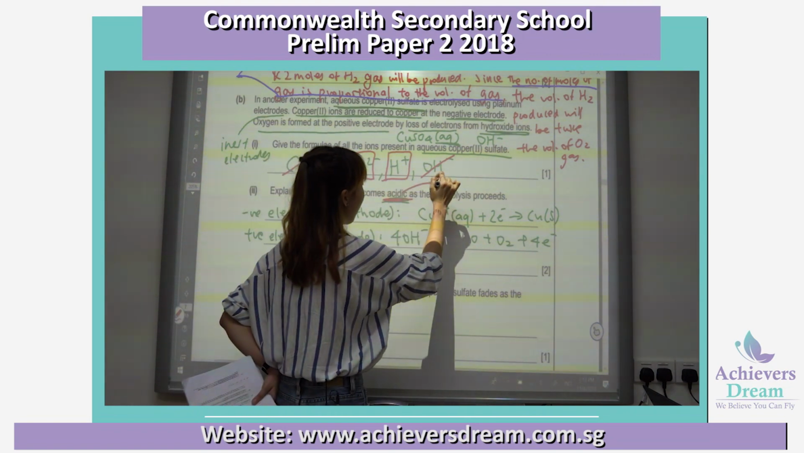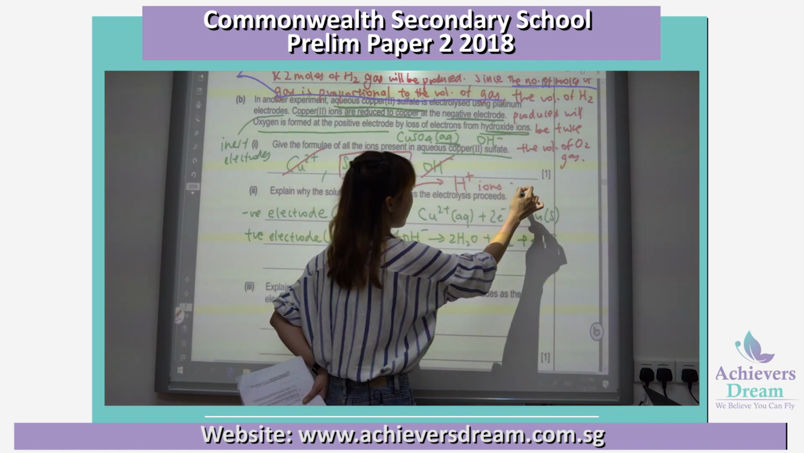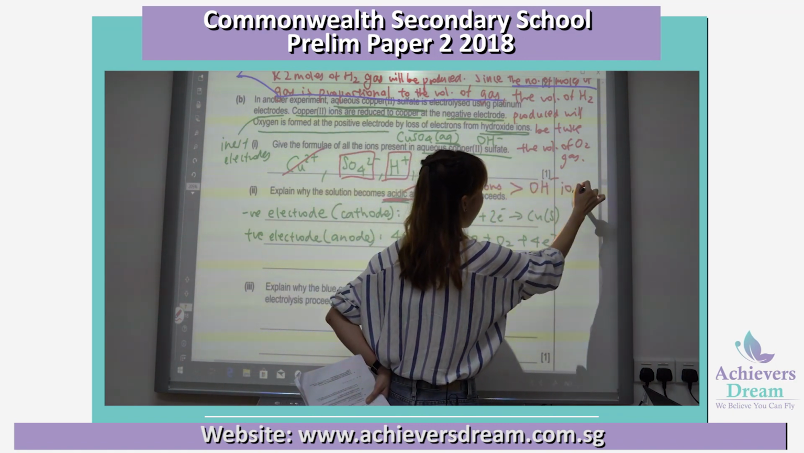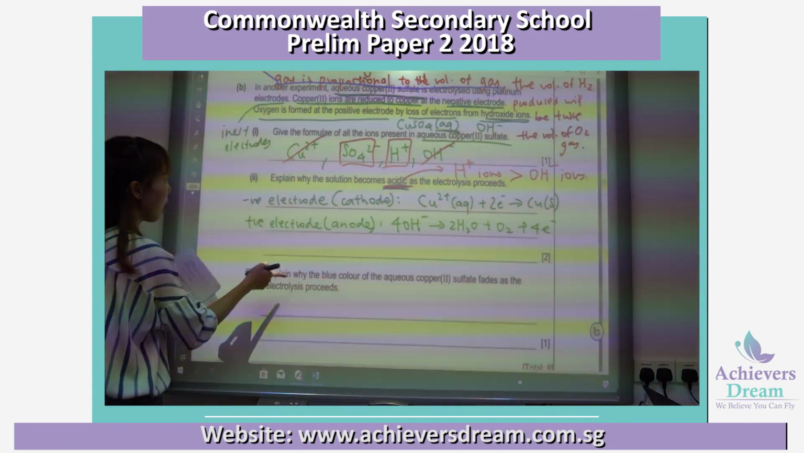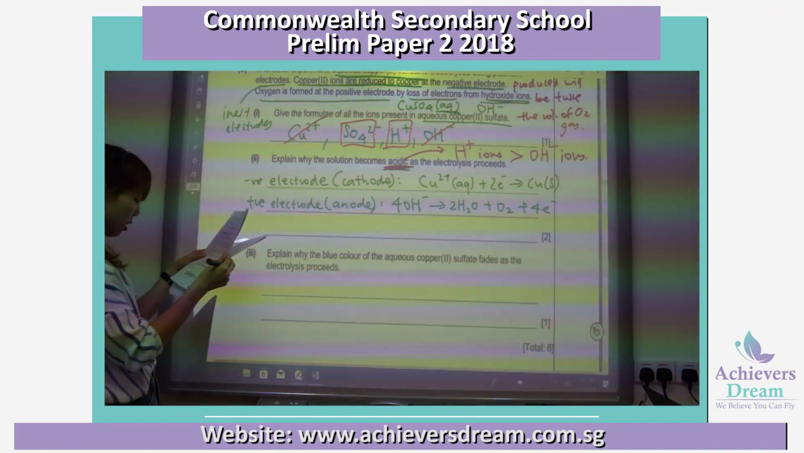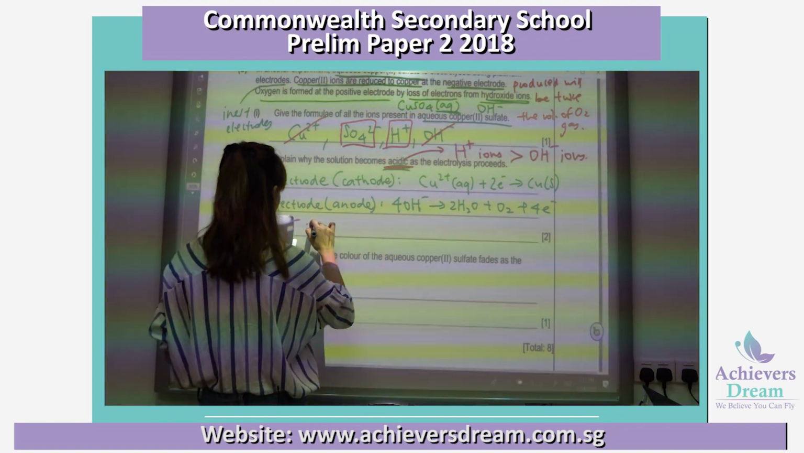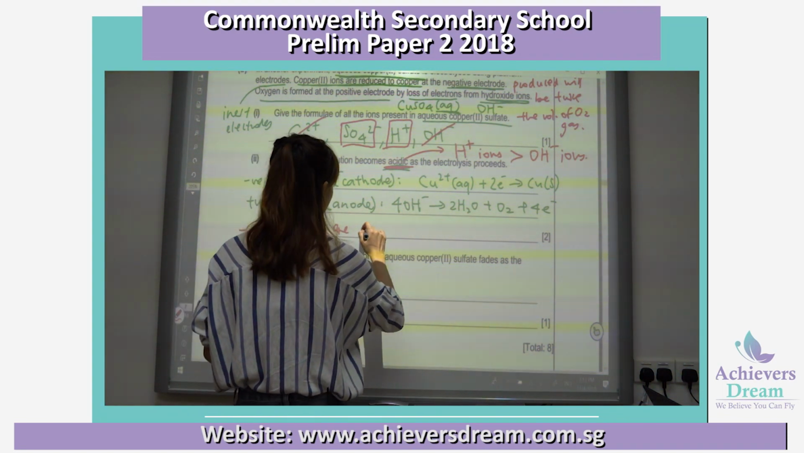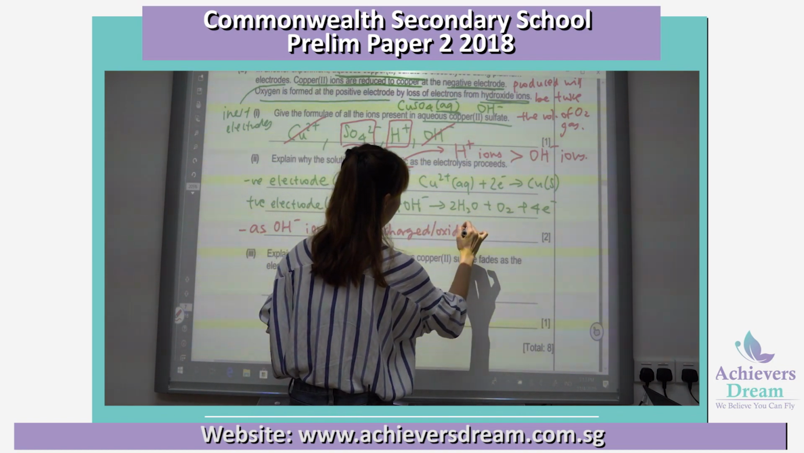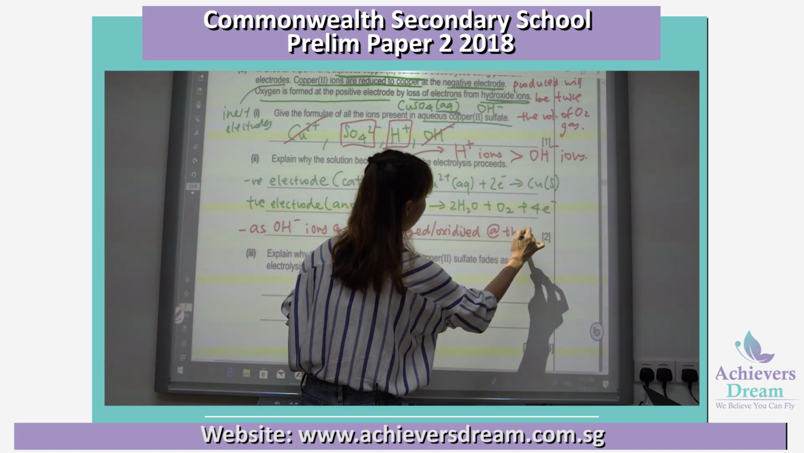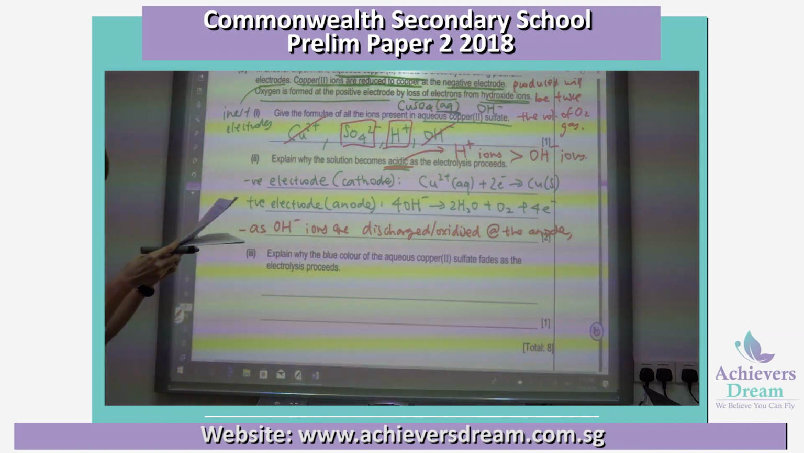When it becomes acidic, it means that your concentration of H+ ions must be more than the concentration of OH- ions, correct? This is the concept behind this question. So how do we explain? We'll say that hydroxide ions are discharged or oxidized at the anode to form your oxygen gas.